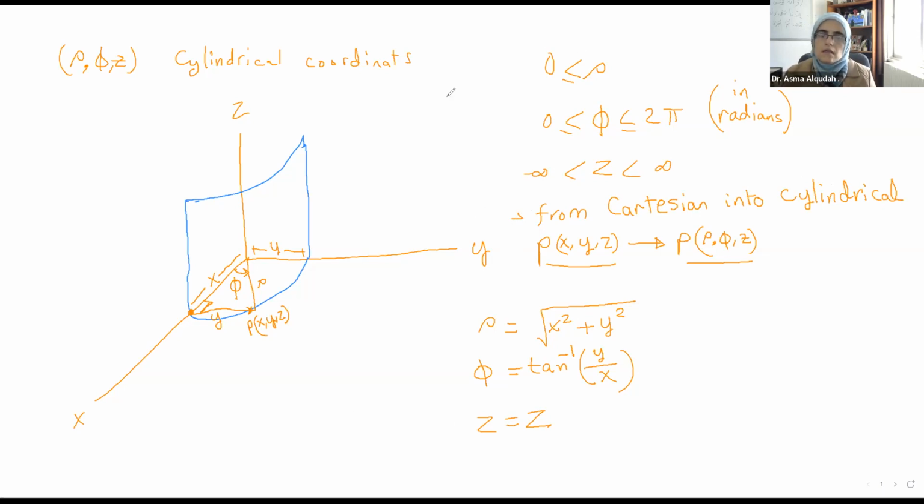Now, let's do the transformation in the reverse direction. Okay, so we have a point in the cylindrical space, and we want to transform it into its equivalent in the Cartesian space. So we want to perform the opposite process as we have done.